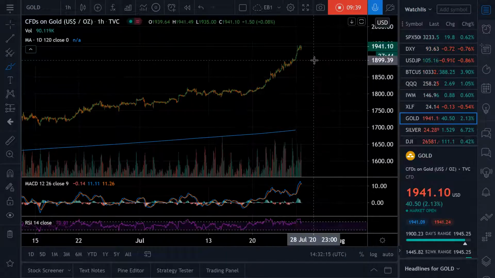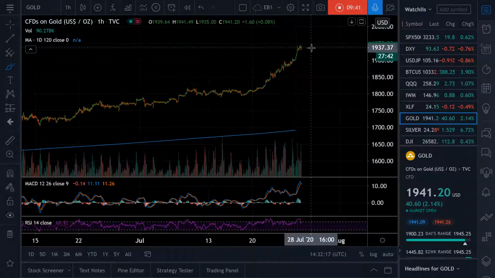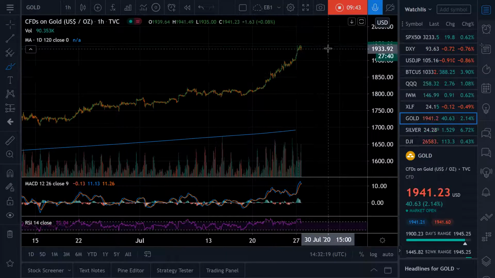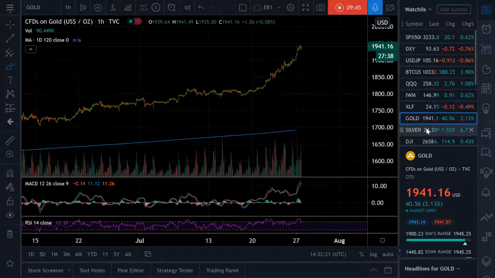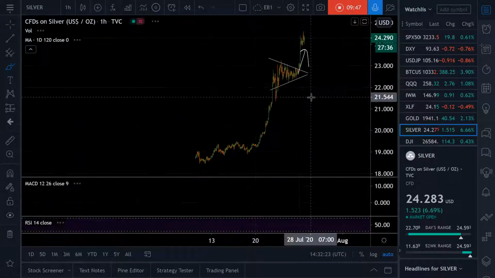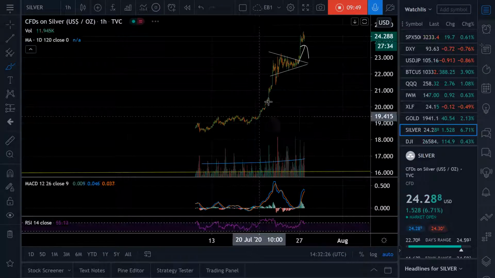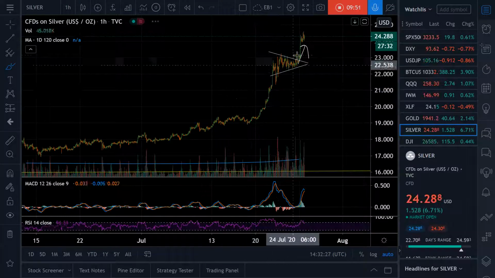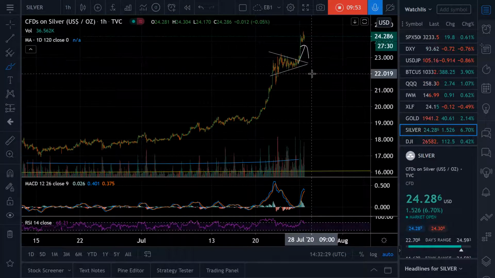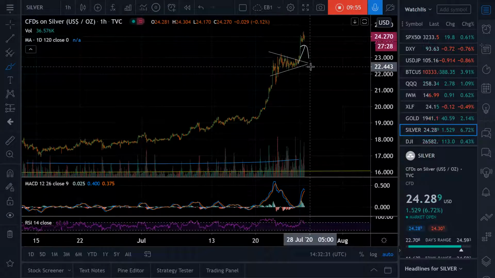And then you can see gold. Gold did a little breakout move. It's getting near 2000, which is pretty wild. And silver did a couple of big breakout moves. And so yeah, it did a bull pennant move here. And the dollar broke down along with it.